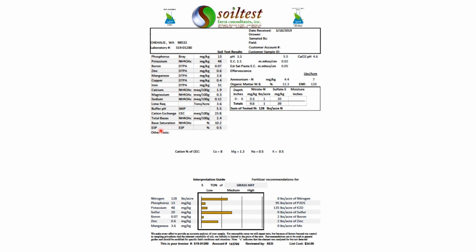Lastly, we give a measure, or a calculation rather, of exchangeable sodium percentage. Simply, what we've done here is we've taken our sodium value of 0.12, divided it by the cation exchange capacity, and that gives us a result of 0.5%. When this value gets up near 15%, that's where we are concerned about a condition called dispersion in the soil. When the clay particles in the soil are dispersed, they tend to cause poor infiltration, surface sealing, and therefore poor plant growth. So this is a number that we'd like to keep an eye on if we have too high of sodium.